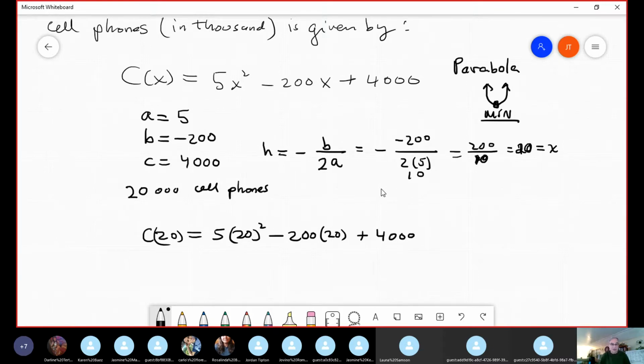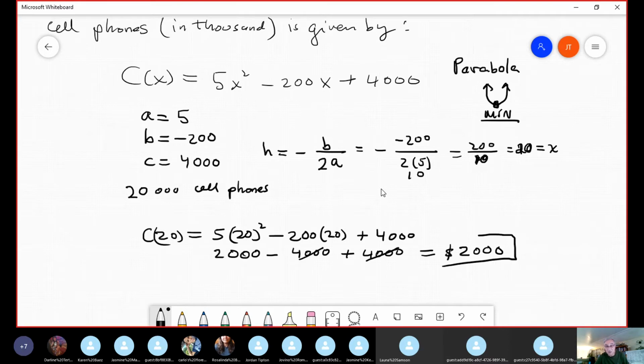Let me put it in my calculator. 20 squared is 400, 20 times 20 is 400. 400 times 5 is 2,000. Minus 200 times 20 is 4,000. Positive 4,000 and negative 4,000 cancel. The answer is 2,000. In this case it is cost, so dollars.